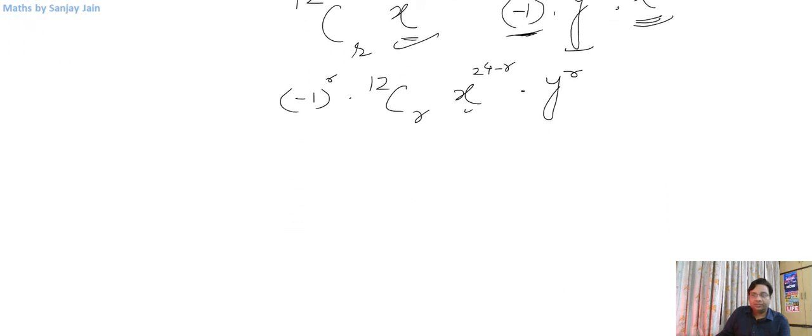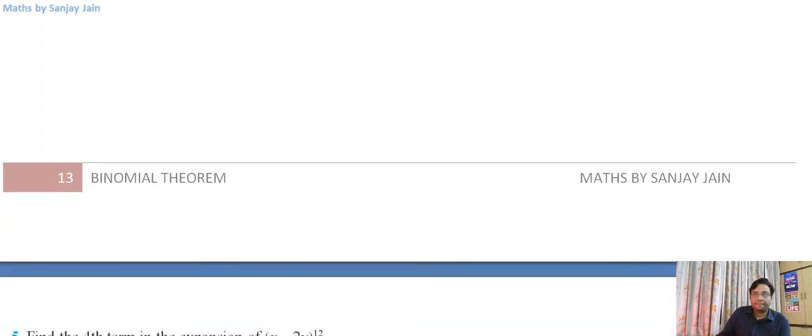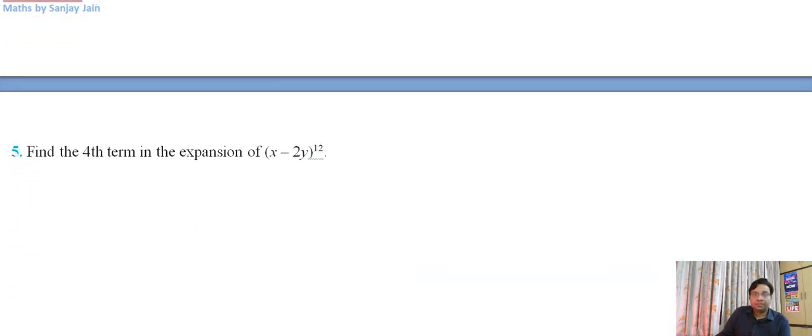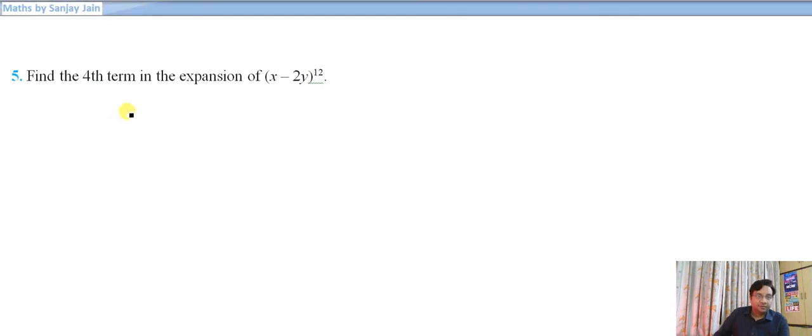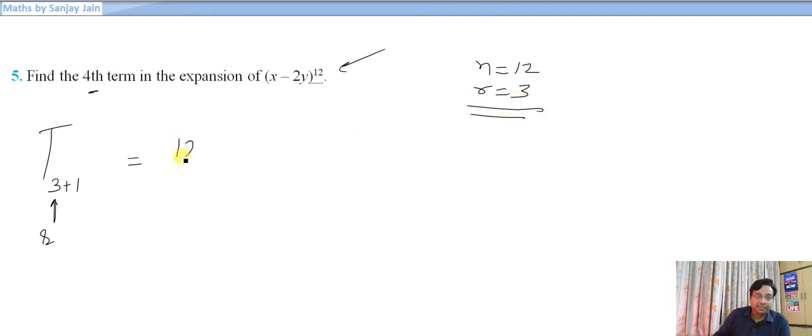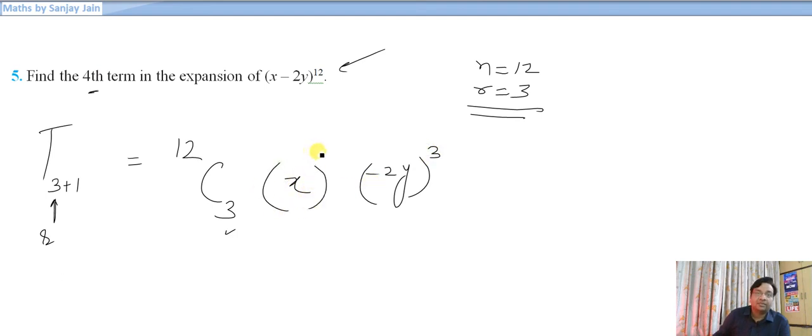This was a pretty simple, direct question. Fourth term in the expansion of. So whenever there is a fourth term, you write it like this, T3 plus 1, right? So the r that we take will be 3 here. So it will be equal to n is 12, r is 3. Now you can write the formula nCr, 12C3, right, minus 2y raised to power r, that is this, x raised to power 12 minus r, that is 9. This will be the fourth term.